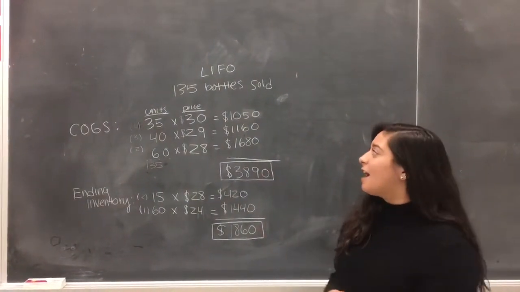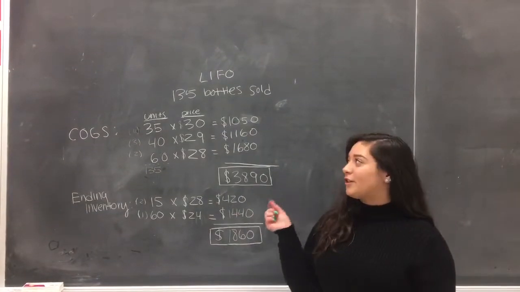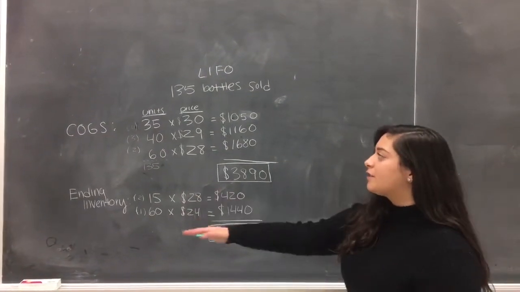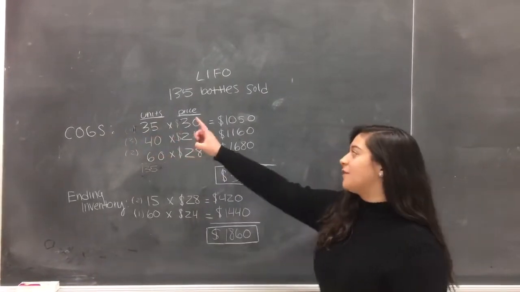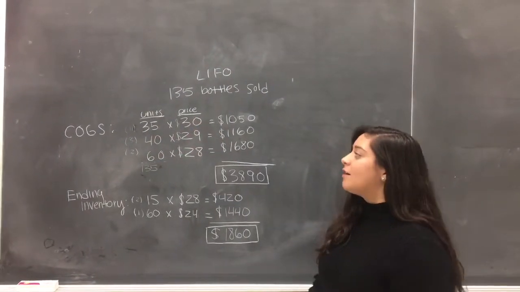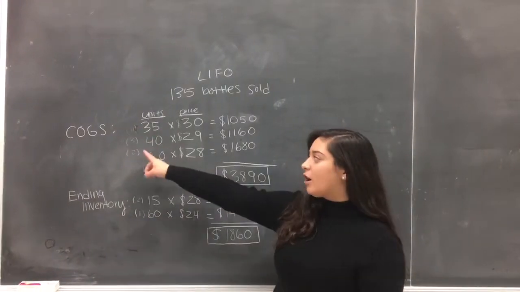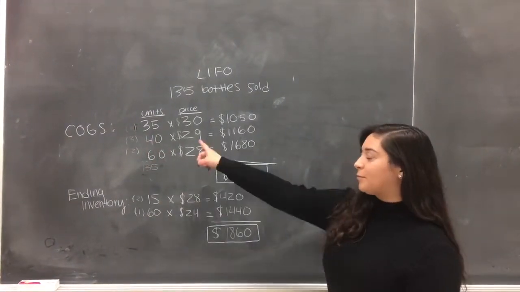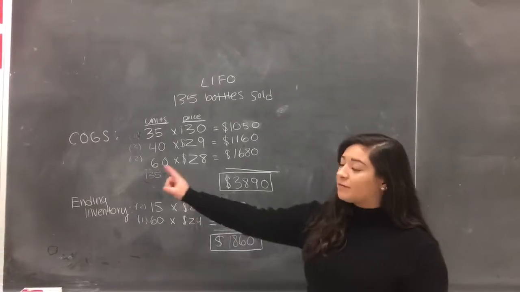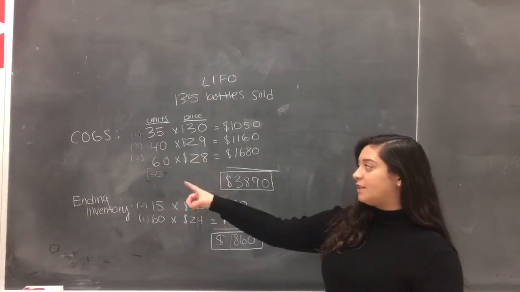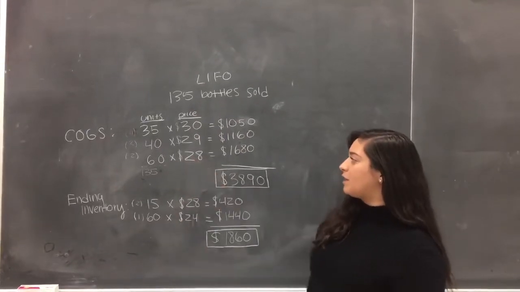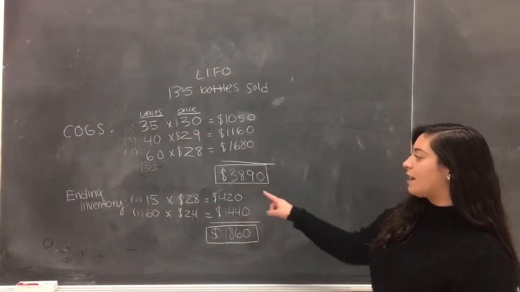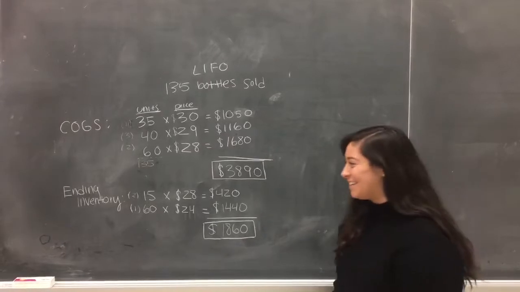So we're going to look at the cost of goods sold and ending inventory under the LIFO method. As mentioned earlier, we sold 135 bottles. So for cost of goods sold, we took all of the units from the fourth purchase, which is 35, and multiplied by the price of 30. From the third purchase, we did the same. We took all the units, which is 40, and multiplied by the price of 29. But from the second purchase, we only took 60 units because these numbers equal 135. We multiplied that by 28, and then summed these totals to get 3,890.